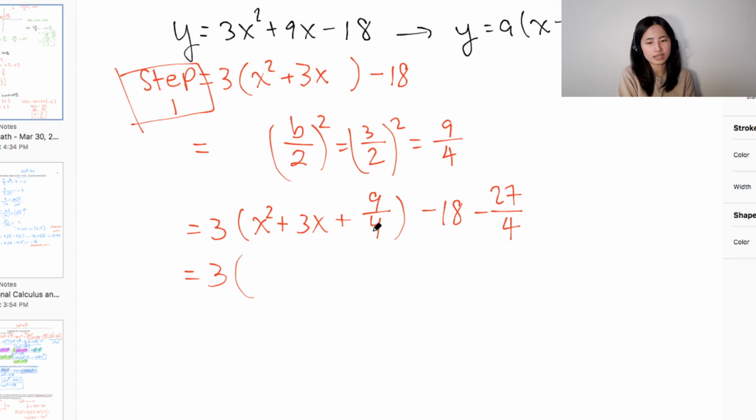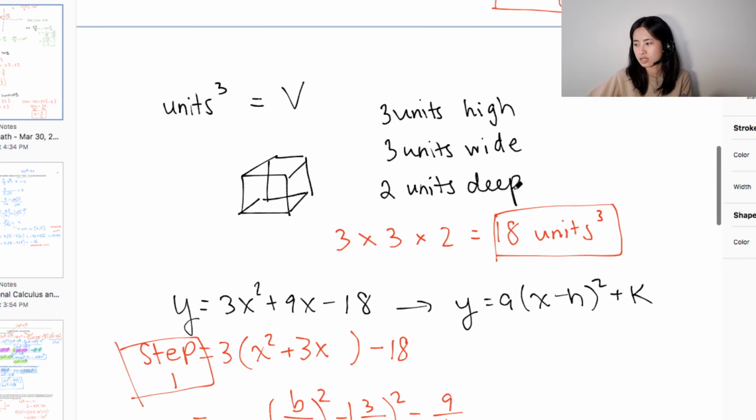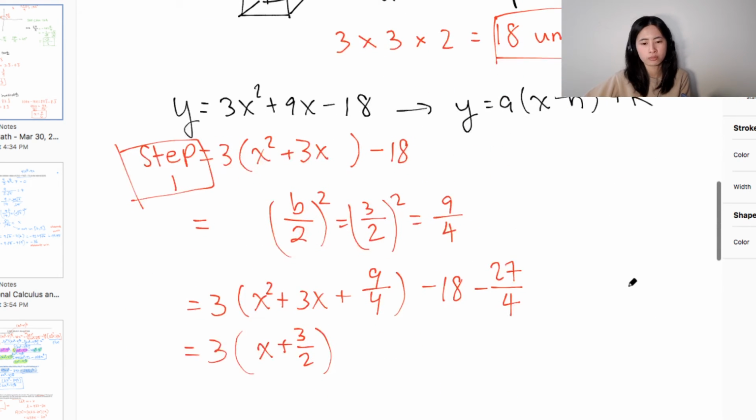Okay, because we're completing the square. What's the rule when you're completing the square? That means you're going to take x, and because this is positive, therefore this must be positive. If this is negative, this has to be negative. And then you're going to take the square root of this. So the square root of this would be 3 over 2, and then you're going to square that because this is squared, from the vertex form.